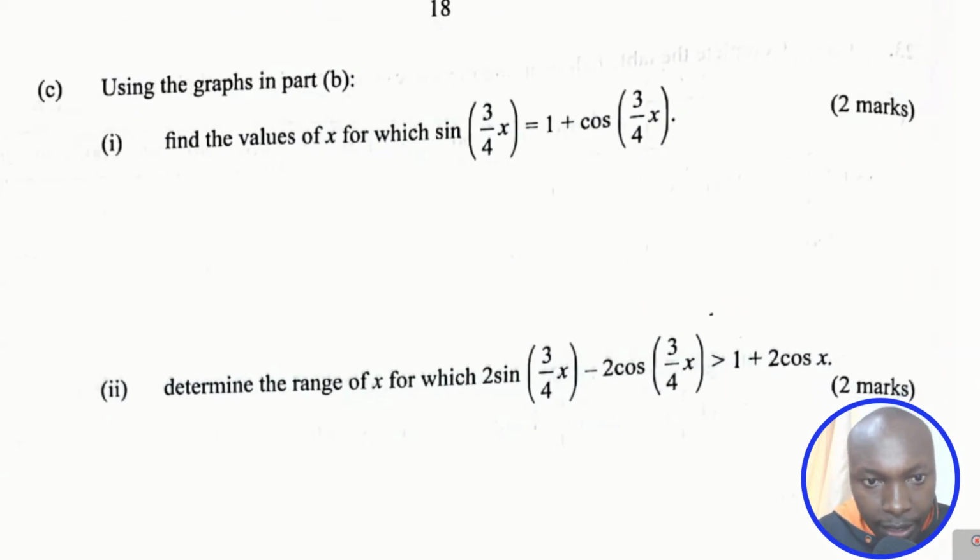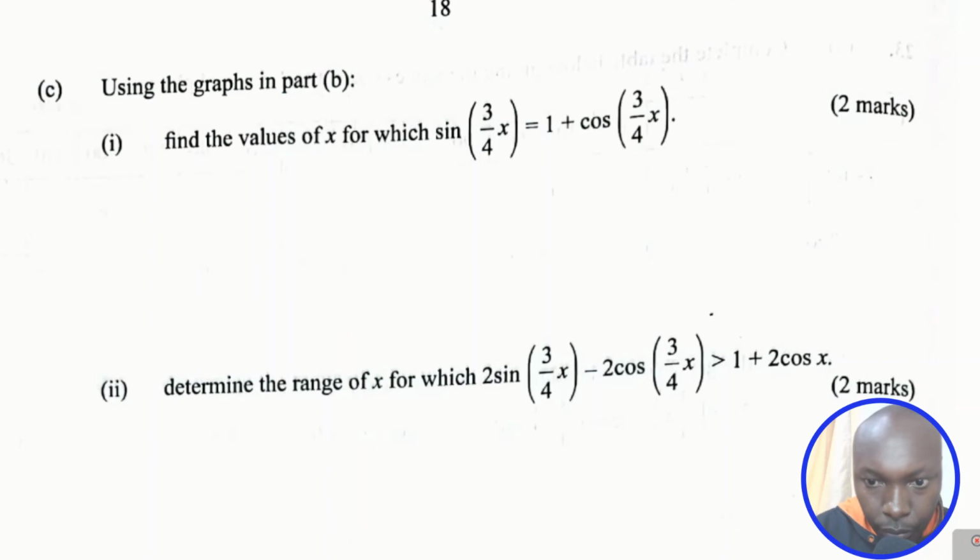So using the graphs, that is part C, using the graphs in part B above, you're supposed to find the values of x, part 1, which sine 3 over 4 x is equals to 1 plus cosine 3 over 4 x. So that is the question. So how are we supposed to solve this question?